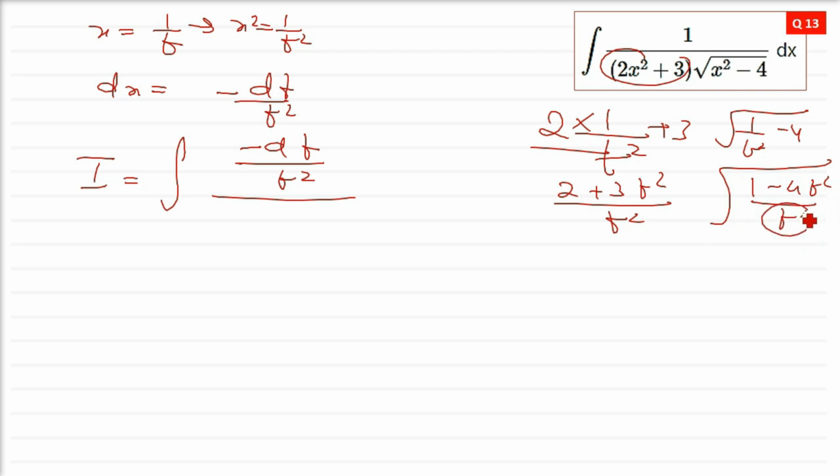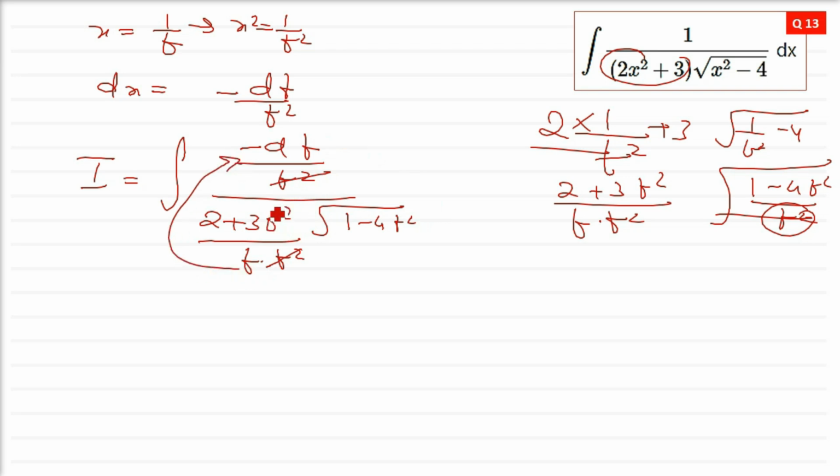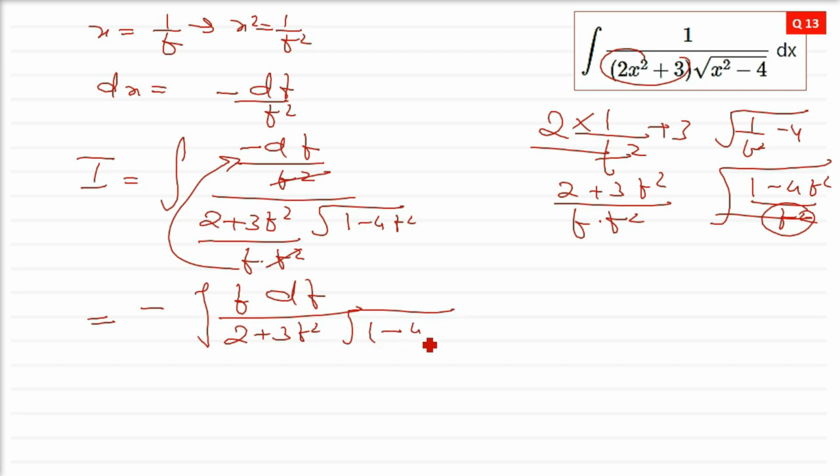Now since the denominator is under root and it is t square, you can take this t outside. So it will be 2 plus 3t square divided by t into t square under root 1 minus 4t square, all in the denominator. You can cancel this t square and t square, t goes up now. So this minus you can take it outside, it will be negative outside, t dt, t goes up, 2 plus 3t square under root 1 minus 4t square.